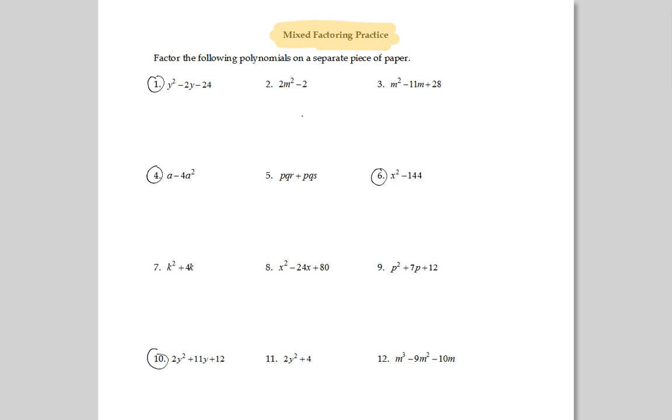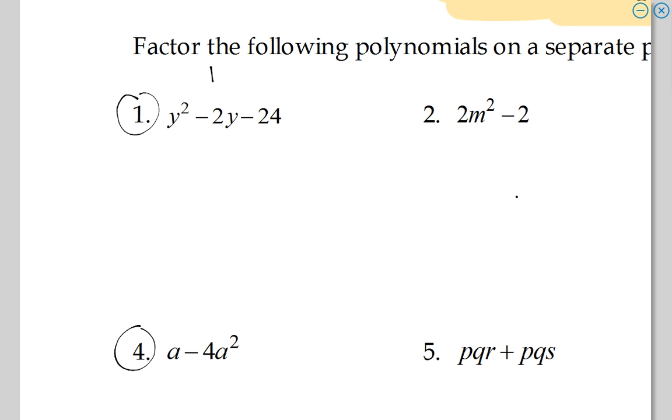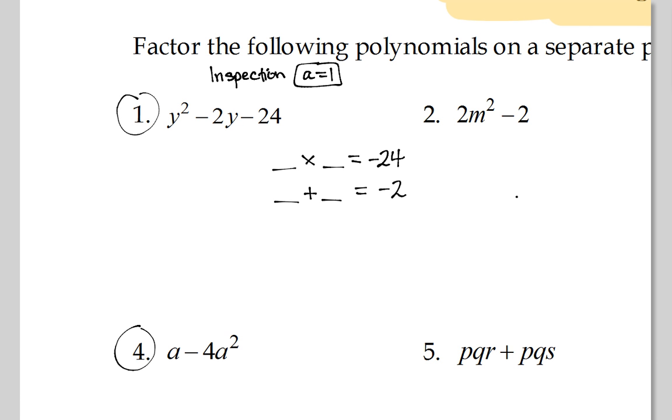For the first one, you can write the word inspection here because A is 1. The lead coefficient is 1. So all you have to do is think of those special numbers. Something times something is negative 24, and something plus something is negative 2. Now when you think of those numbers, you're done. That's the best part about inspection. Once you think of the numbers, you're done. Can you think of them?